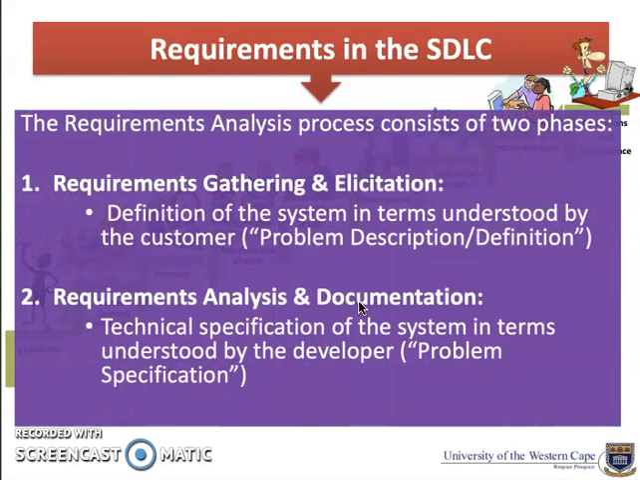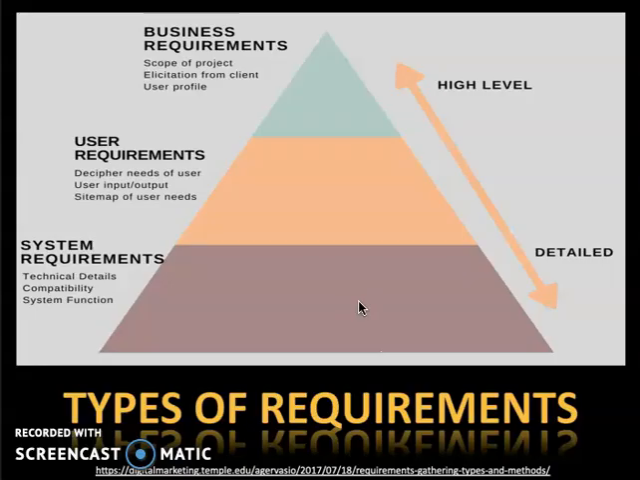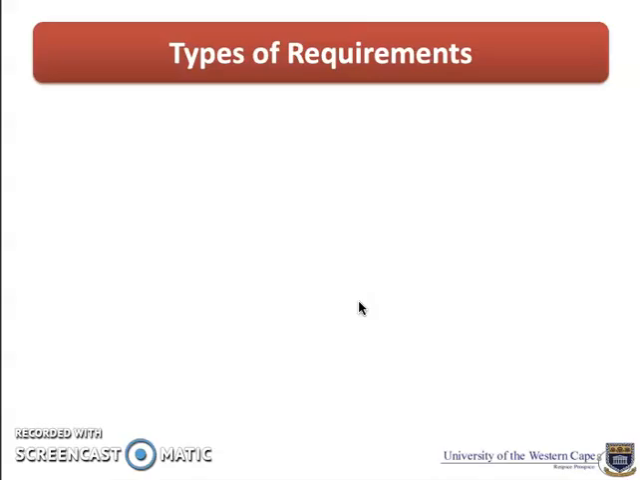Requirements analysis involves two main processes, namely the gathering and elicitation of requirements and the analysis and documenting of requirements. There are three types of requirements that we will look at, and these map to the management and decision-making levels within the business, each differing in the level of detail.